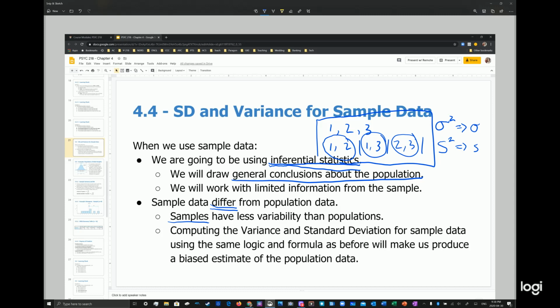And so, when we compute or calculate the variance and standard deviation for sample data, we need to take into account that our estimate of the population data, or the value that we're going to get for variance and standard deviation, would be biased if we don't take into account sample size and the fact that we're working with a sample and therefore limited information.